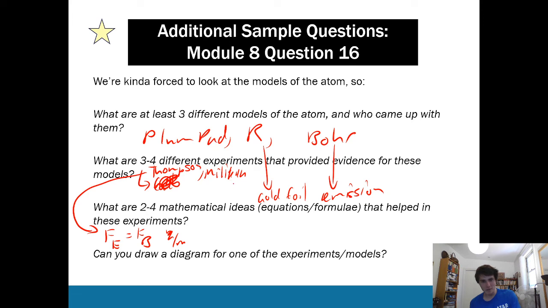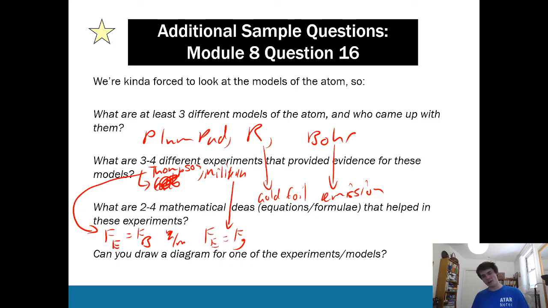Millikan's oil drop experiment, once again, we have all of the equations that we need to be able to explore the mathematics of Millikan's oil drop experiment, right? So that's your Fe is equal to Fg, where your Fe is equal to QV divided by D, and your Mg, you know what the mass is, you can use that to calculate Q, etc., and then finding the lowest common denominator of all of them.